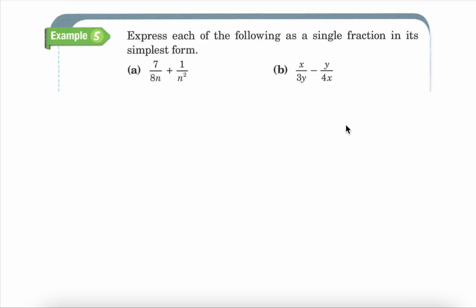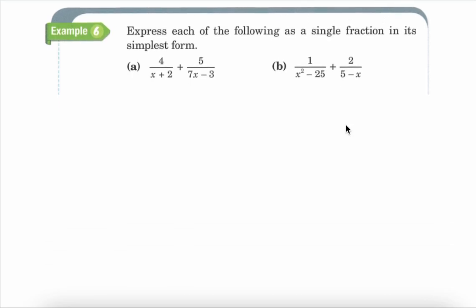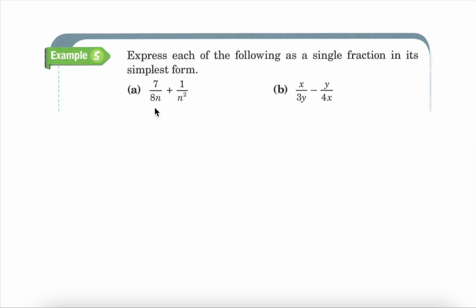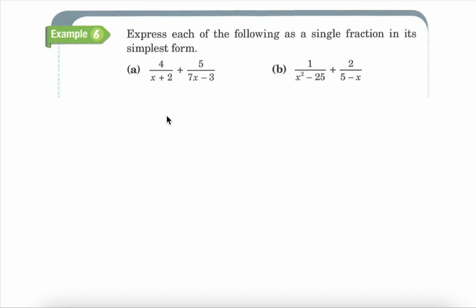All right, let's move on to the next example. Example 6. Express each of the following as a single fraction in its simplest form. So same directions as before, but if you notice now, the denominators are not just one single algebraic term, but they have two terms in there. So that should remind you of our work with binomials before, yeah? So let's do that first example together for A.